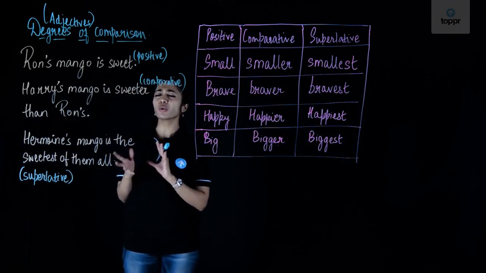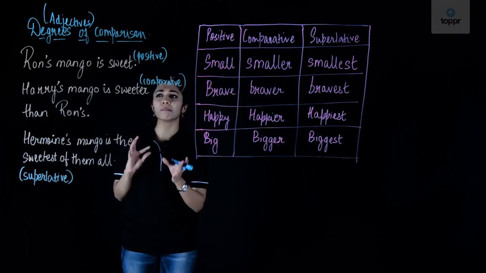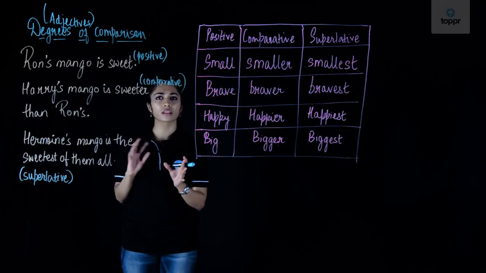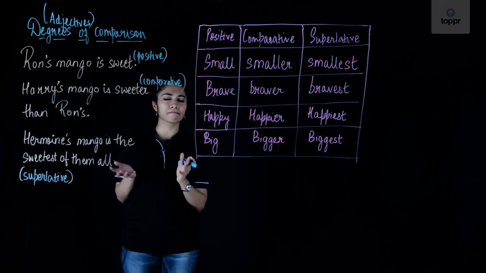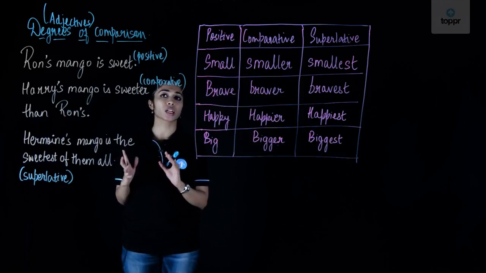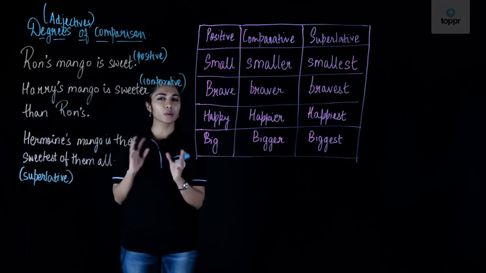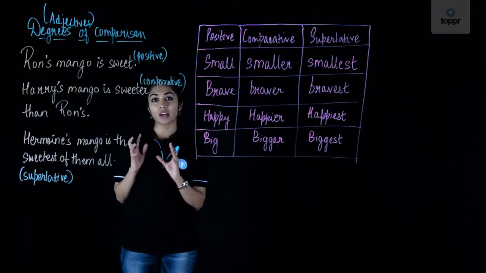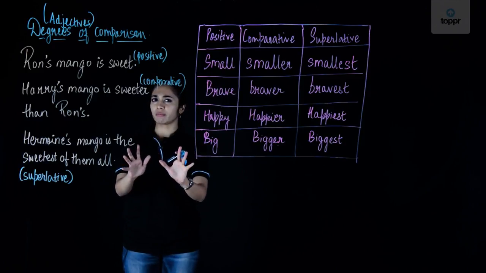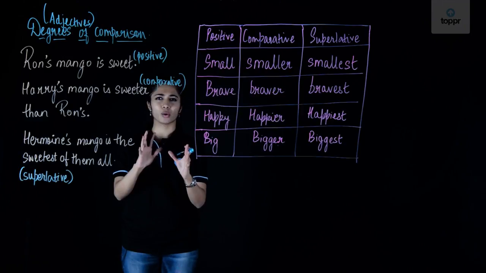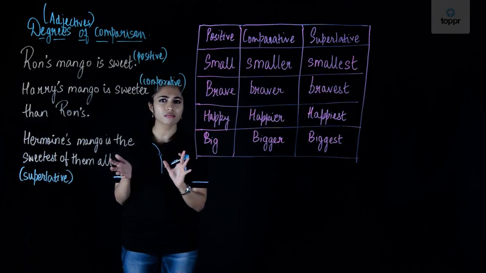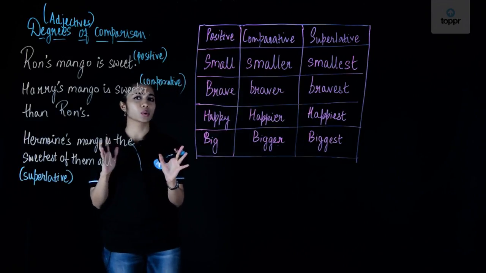So how do we form comparatives and superlatives? Ever thought about it? Okay, this is how we do it. Well, mostly in one syllable words, adjectives are formed. Wait. What did I just say? One syllable words? What are one syllable words?